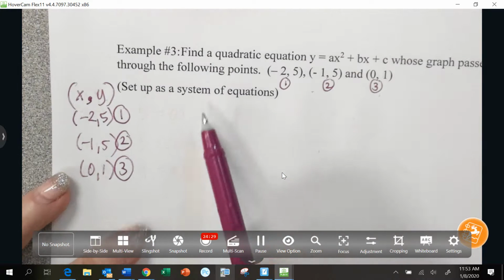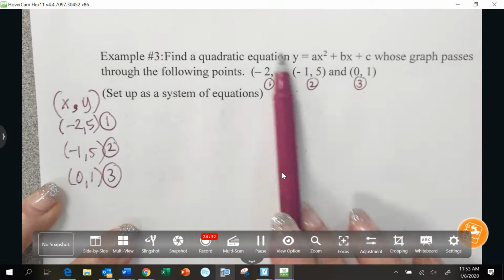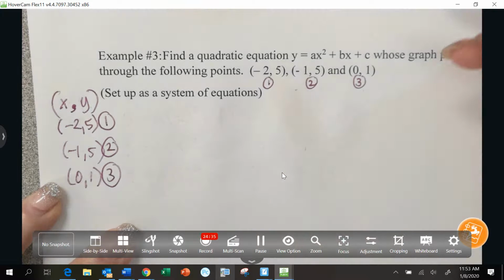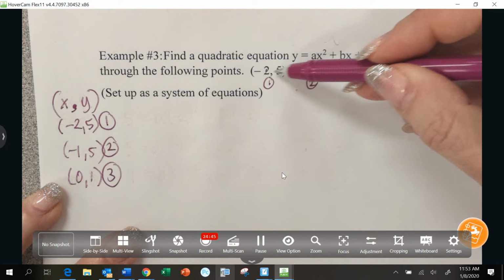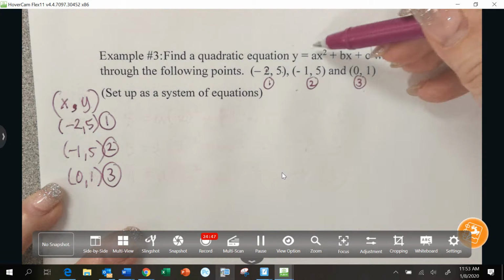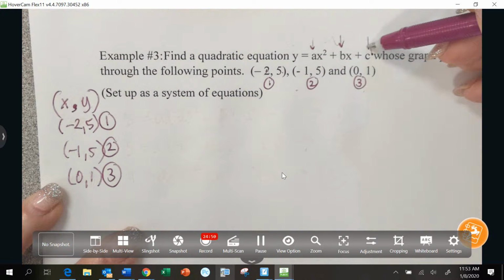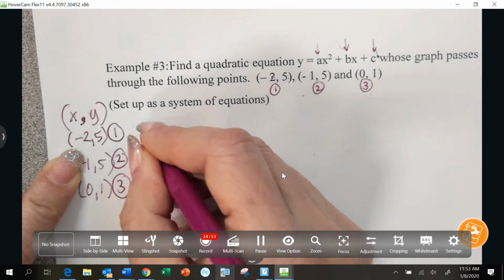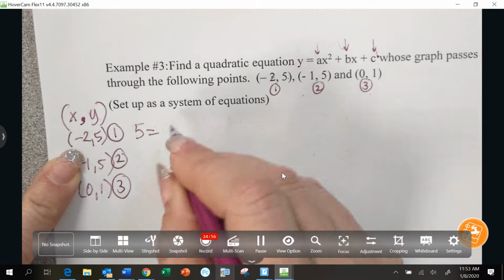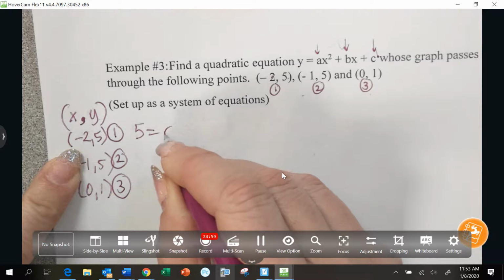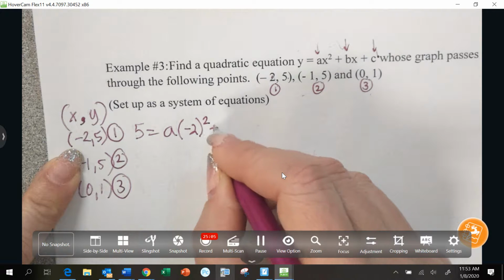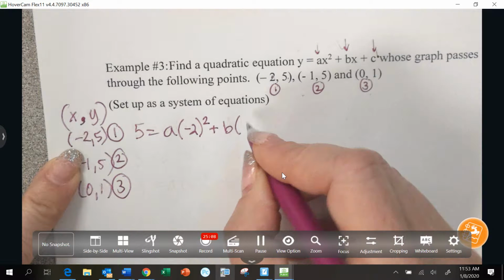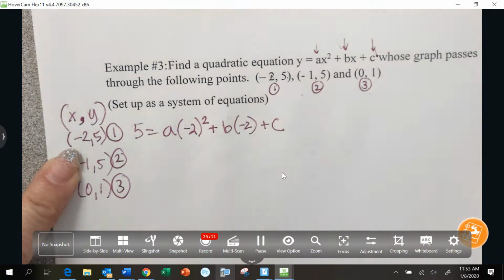And when I talk about setting up an equation, you look over here and you're trying to find what equation do I use? Here's the equation we're going to use. Each of these is going to have 3 unknowns. The ordered pairs are the x and the y, so the 3 unknowns are going to be the a, the b, and the c. So when I plug in this ordered pair, y is 5, and we don't know a, but we know x is -2, so I put that into the equation and square it, plus b, and then x is still -2, plus c.